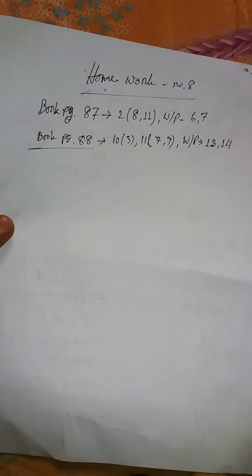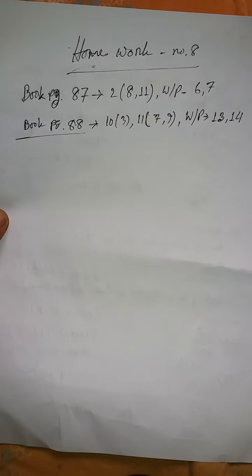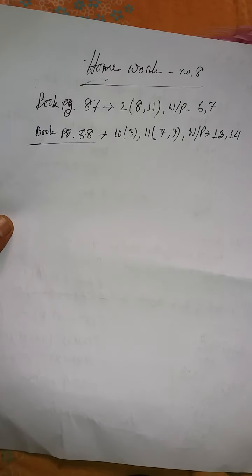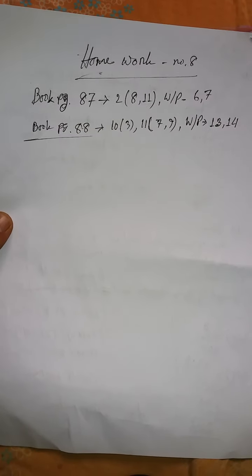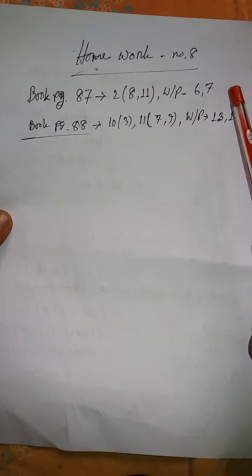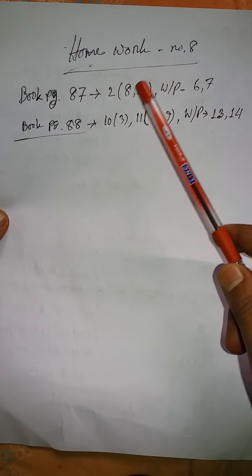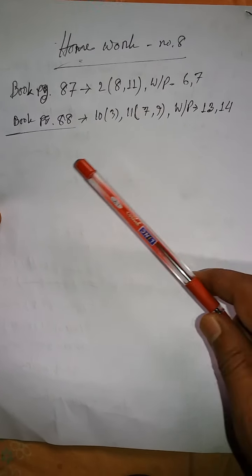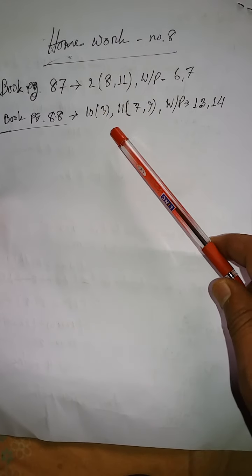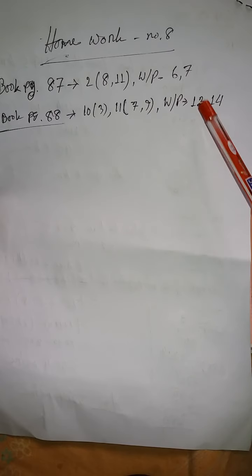So it is the end of the class, and this class duration is maybe 20 minutes or so, but I think it is very fruitful for you. You can solve all the problems of decimal fractions. Homework: book page 87, problems 6 and 7, and book page 88, problems 10, 11, 13 and 14.